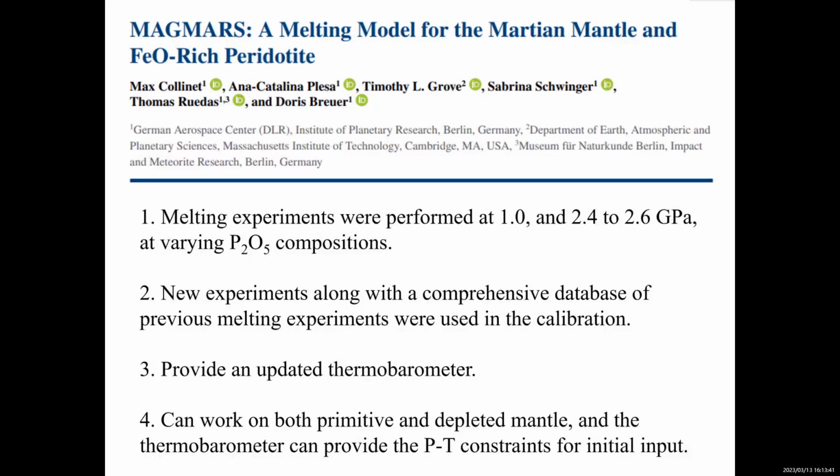And then they provide an updated thermobarometer. That's how a lot of experimental petrologists normally work: you can control the temperature and the pressure, and you know the composition. Of course, you can say, okay, this is a thermobarometer. In the real world, you only have the compositions in the field, but you can use what people created in the laboratory to try to figure out their temperature.